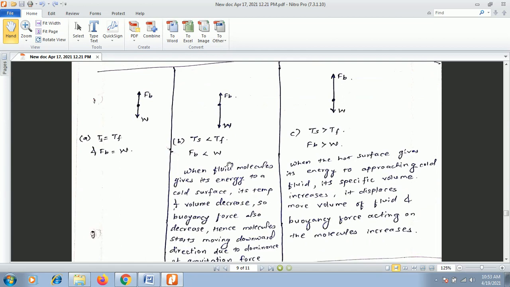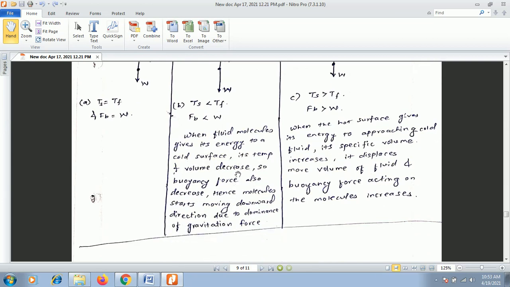In the second case, when the surface temperature is less than the approaching fluid temperature, the weight of the fluid will be more than the buoyancy force. What is going to happen? When the fluid molecules give their energy to the cold surface, their temperature and volume decrease. So the buoyancy force also decreases. Hence, the molecules move in a downward direction due to the dominance of the gravitational force.